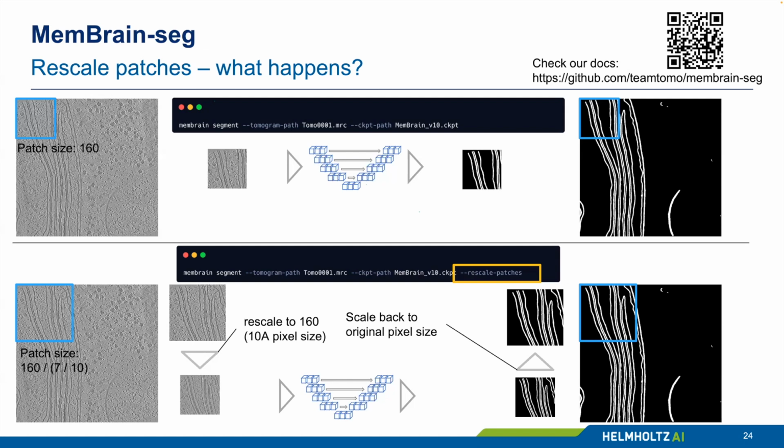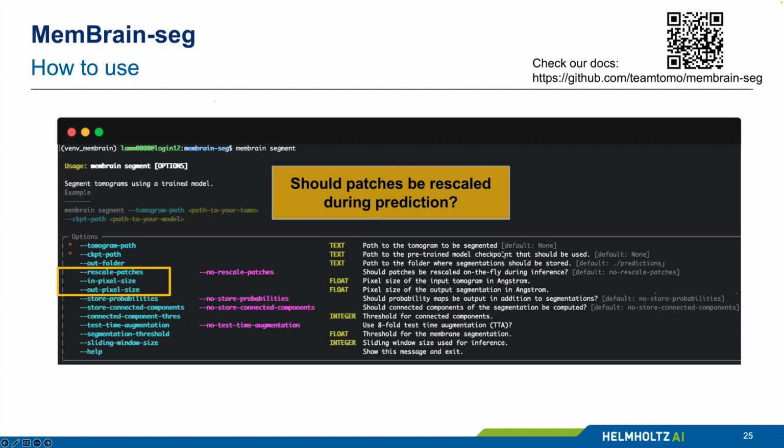So if you have tomograms in a different pixel size, then I would highly recommend to try this rescale patches here. And an important argument for that is, of course, the input pixel size, which normally MemBrain-seg reads from your header.